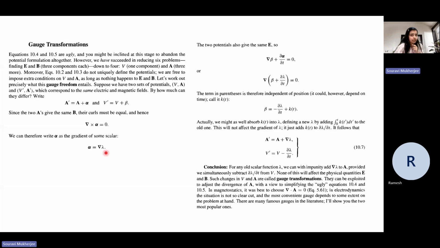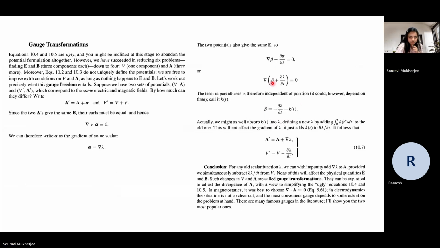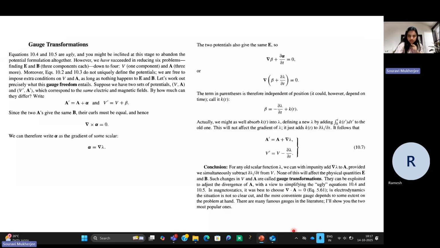Now you also have to look at the electric field, which has this dependence. If your electric field has to be the same, then this term here should vanish. Sorry, the gradient, what am I saying? One second. Alpha is the gradient of lambda, which is some scalar quantity, so d lambda dt is a scalar quantity. And beta again is some scalar that you have added to your potential.